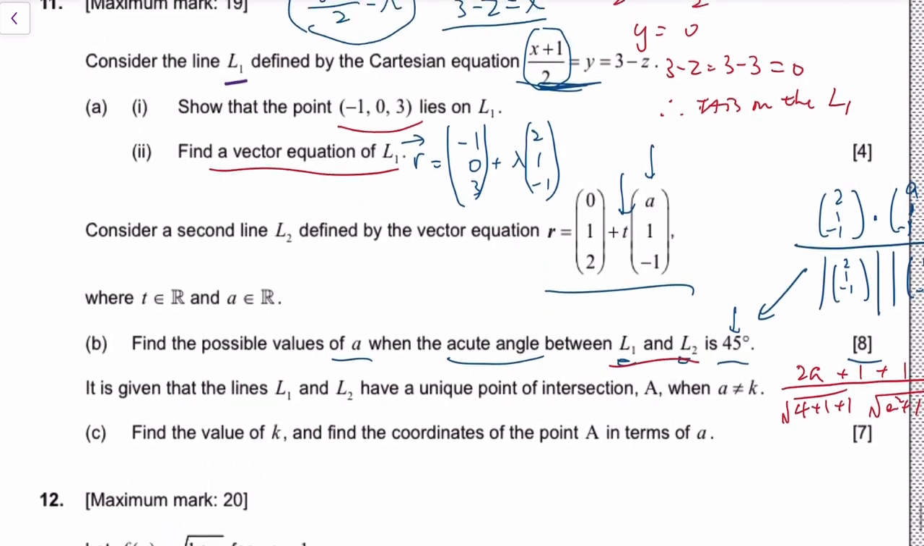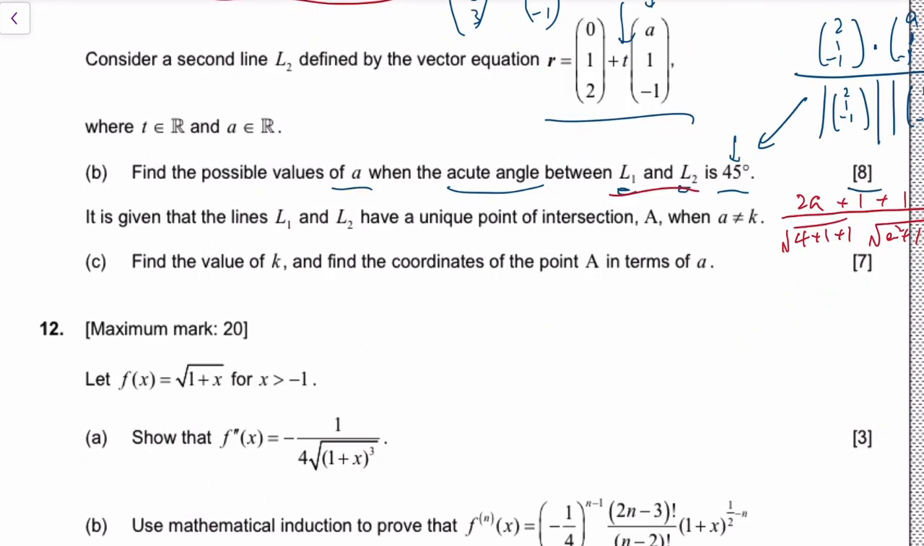The next is they want L1 and L2 to have a unique point of intersection as long as A is not K. First, find K. Well, I guess they intersect as long as they're not parallel. Well, actually, that's not true. They could be skew.